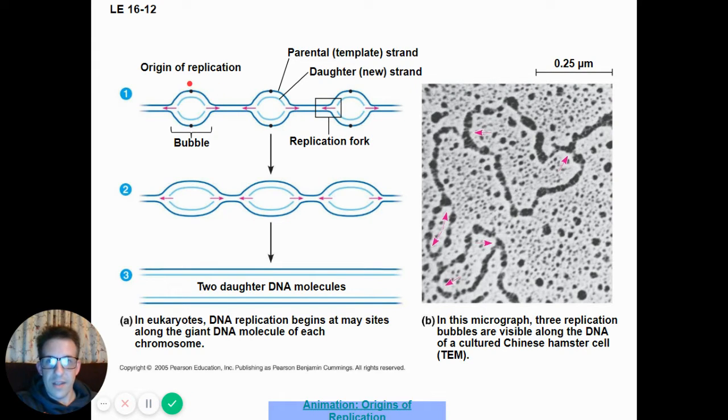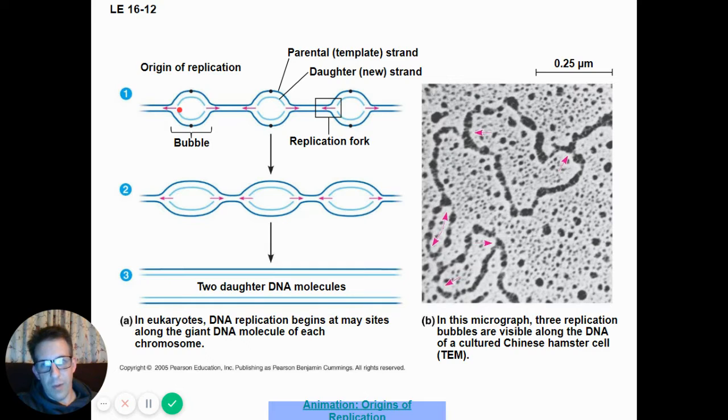Now, like I said, this happens at multiple points along the DNA strand, along the chromosome. If it only happened at one point, it would take forever for replication to occur. It would not be efficient enough for us to make copies of ourselves in a meaningful time.